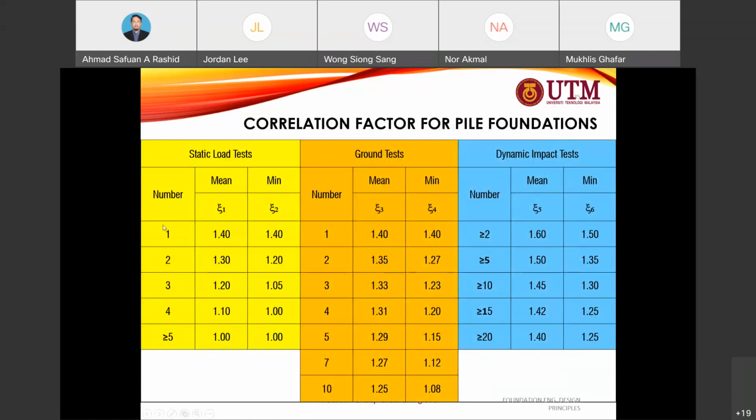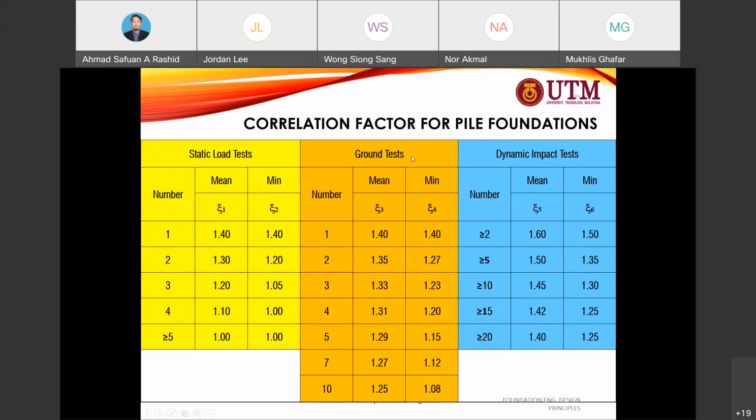For example, if we focus only on the static load test and the number of testing is only one, then the value of the mean, the average, is divided by 1.4, and the value of the min is divided by 1.4. If we have more than 5, the value of the factor will decrease from 1.4 to 1. So this is for the ground test.